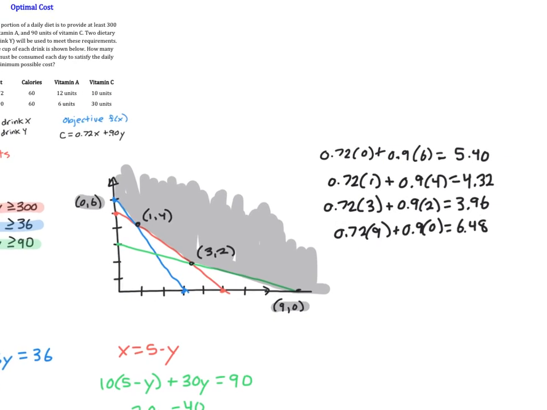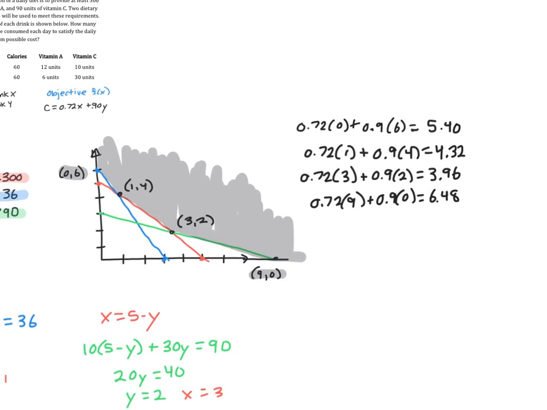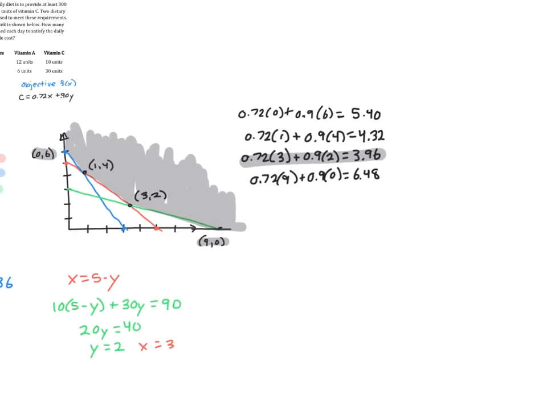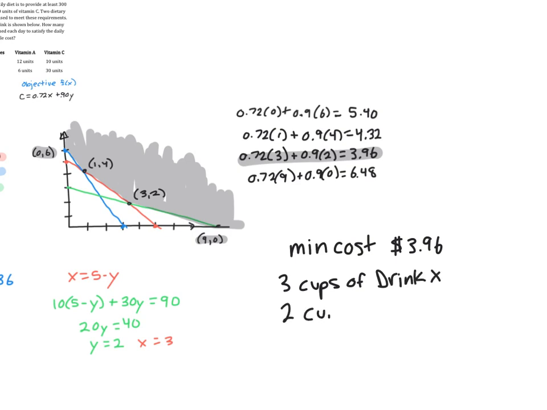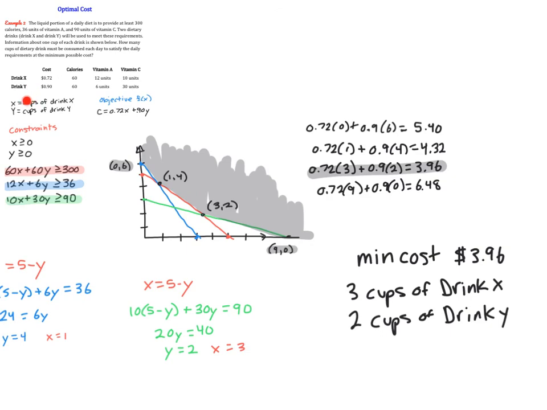So remember, our goal was to minimize the possible cost. So I can see that our minimum possible cost is $3.96. And we can achieve that minimum cost by consuming 3 cups of drink X and 2 cups of drink Y. And remember, we had defined our variables here, so it's very clear how we're going to write our final answers.